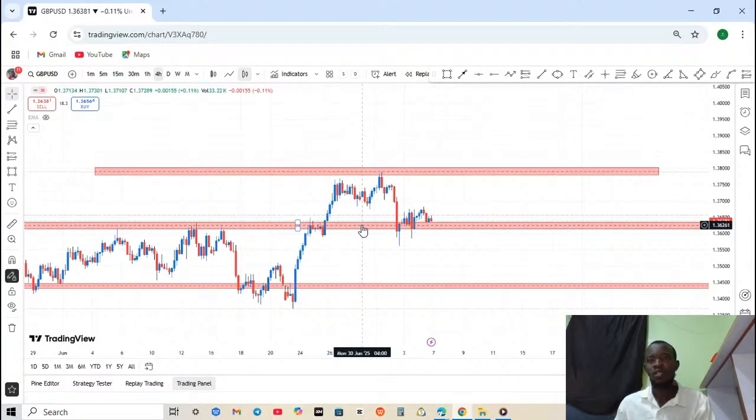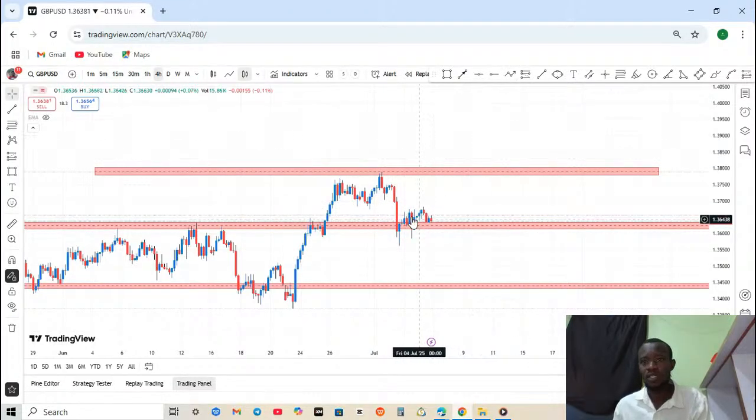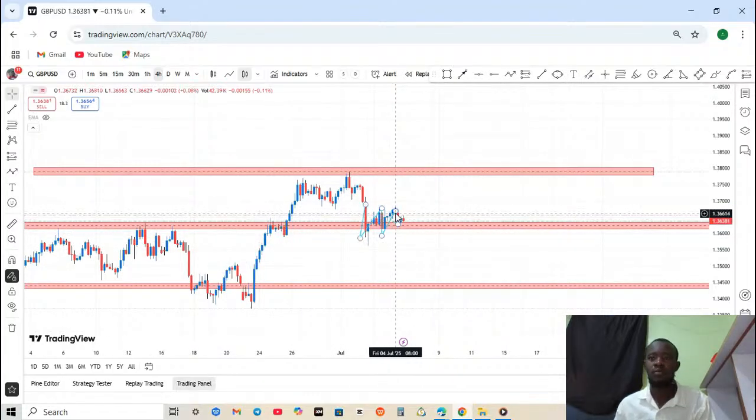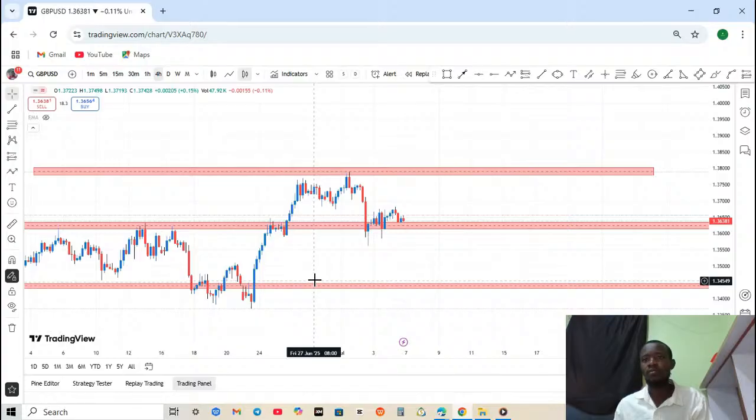So the market broke this zone. It came to retest, and after the retest there was a rejection right here, forming a double bottom. So meaning there is a bullish pressure.